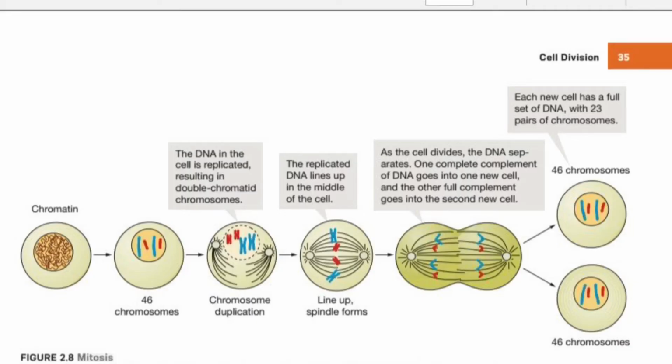As you can see in this image taken from our textbook, as humans we have 46 chromosomes. And the process of mitosis starts with these 46 single chromatid chromosomes. DNA replication then happens, and this causes the chromosomes to duplicate from a single chromatid chromosome to a double chromatid chromosome.